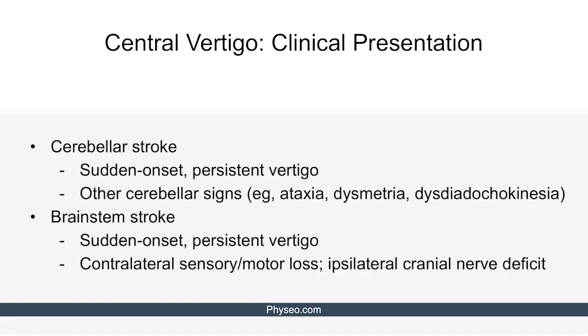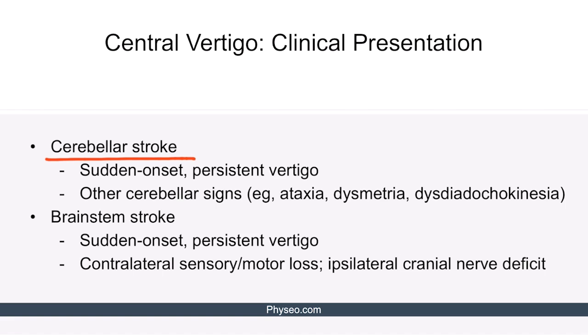Let's move on to the cerebellar and brainstem stroke. Cerebellar stroke is characterized by sudden onset, persistent vertigo. It also presents with the cerebellar signs such as ataxia, dysmetria, and dysdiadochokinesia. Dysmetria is when the patient overshoots his or her finger while trying to touch the physician's finger.